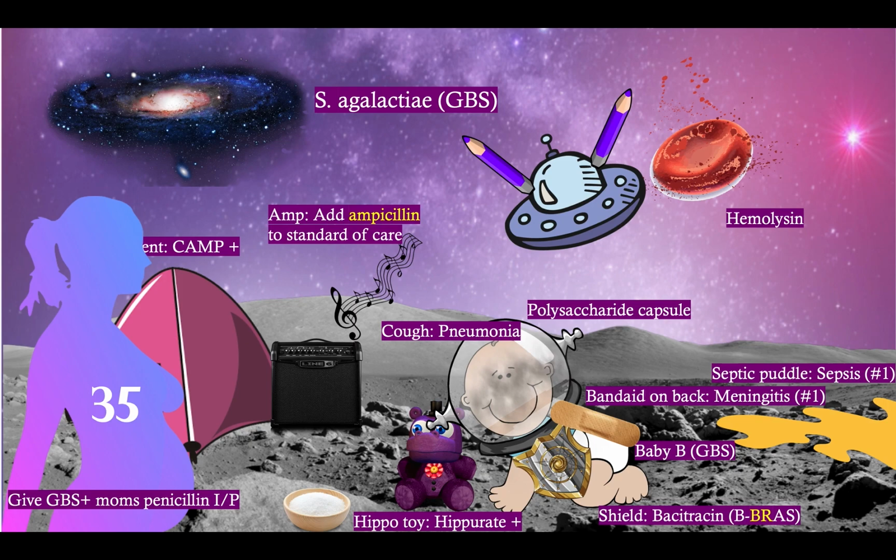She's 35 weeks pregnant, knowing that she probably could have prevented her baby from going to the moon if she had been cultured for group B strep when she was 35 weeks pregnant. When she's found to be group B strep positive at 35 weeks pregnant, we give her the purple pencil, penicillin, at intrapartum. So penicillin intrapartum, and that will reduce the risk of passing on group B strep to her baby and reduce the risk of neonatal meningitis, sepsis, and pneumonia caused from group B strep. So there is your story.